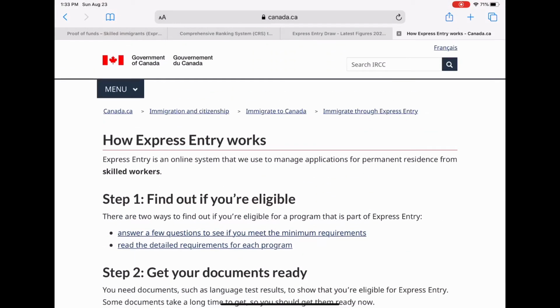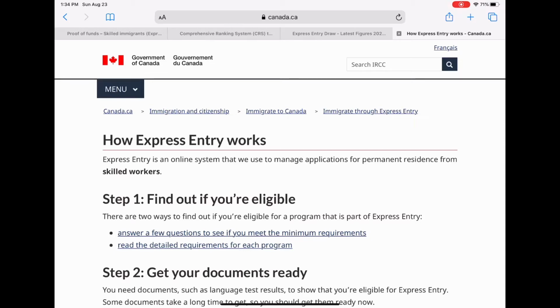To apply, you need to be in a pool that's called the Express Entry pool. Once you submit an application with all your documents ready, you are in that pool of candidates and you will have your own score. So how does it work? You apply with all your documents and you now belong to a list of candidates in that pool.